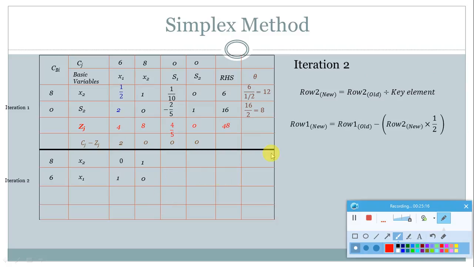Minus 1 by 5, 1 by 2 and 8. The values of row 1 will be obtained by performing this operation: row 1 new equals row 1 old minus row 2 new multiplied by 1 by 2. So 1 by 2 is the multiplying factor. If we perform this operation, we will obtain 0 here. By performing this operation for the other cells, the values will be 1, 1 by 5, minus 1 by 4 and 2.